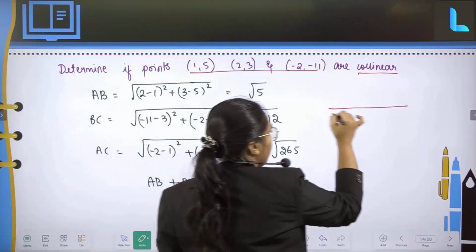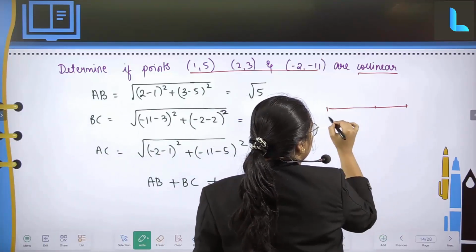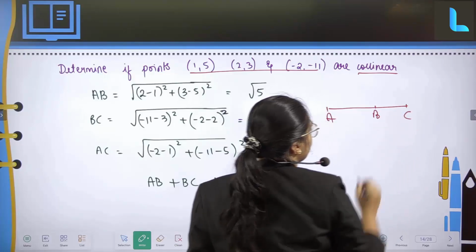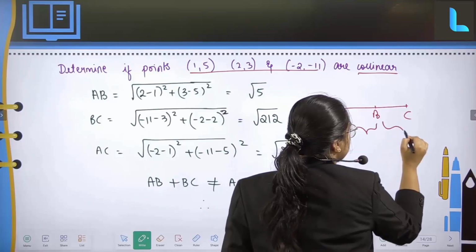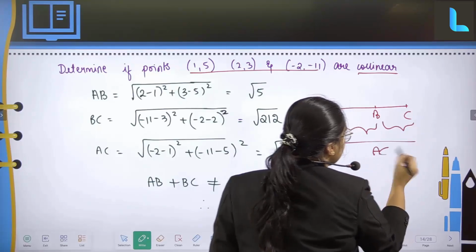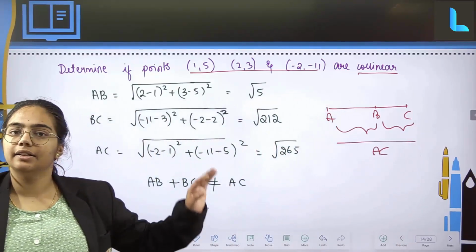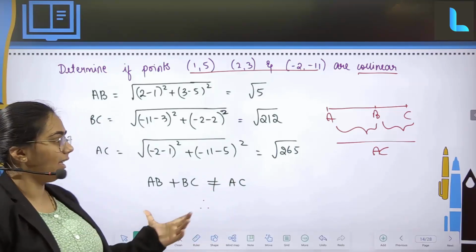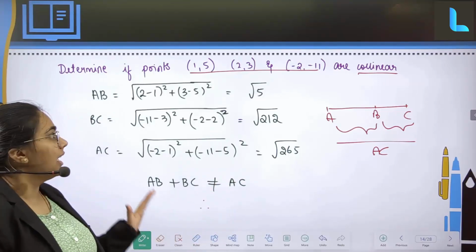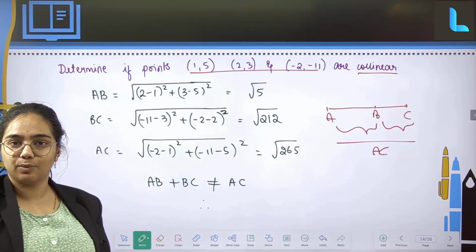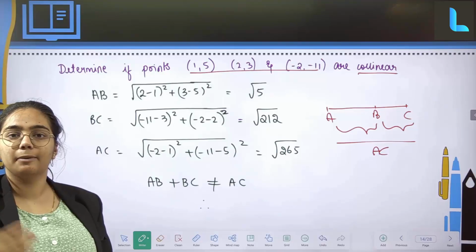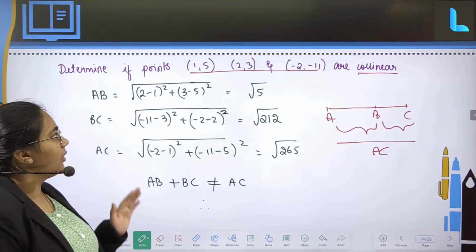So AB plus BC, if it is equal to AC, then we can tell that it is going to fall on a line. If it is not equal, we cannot say it is collinear. First use the distance formula, that is the square root of x2 minus x1 the whole square plus y2 minus y1 the whole square.